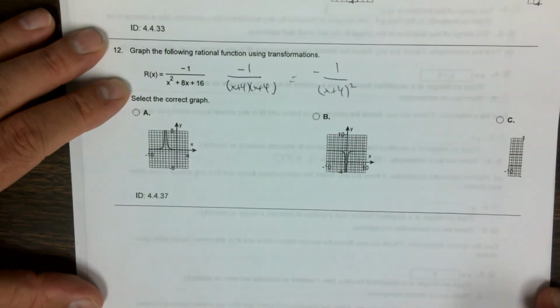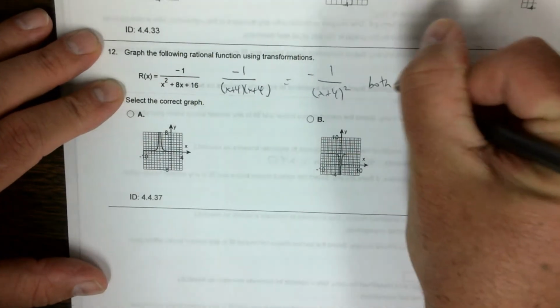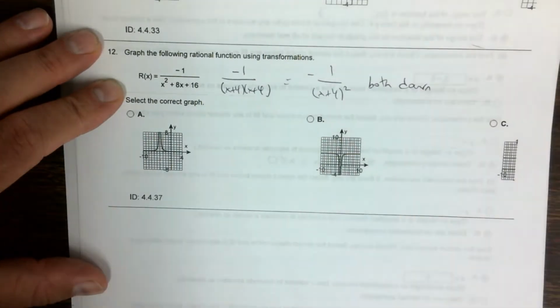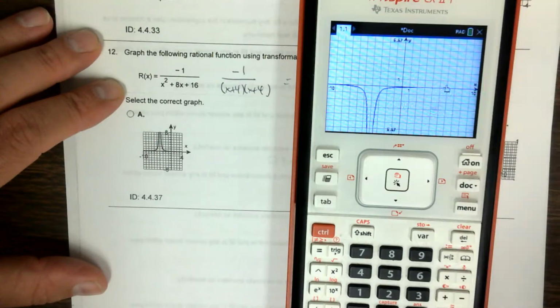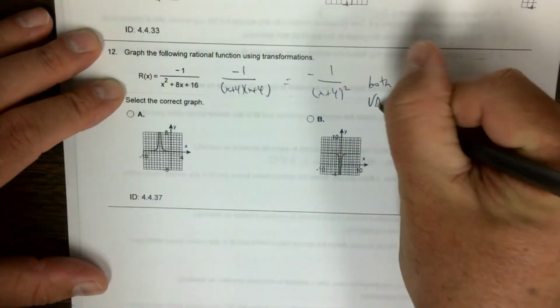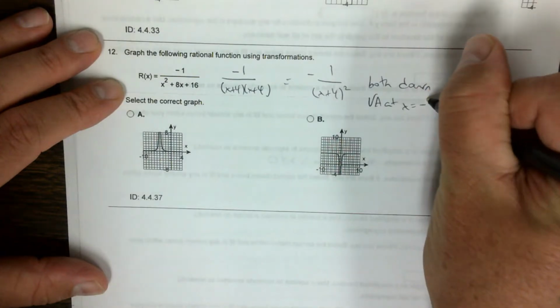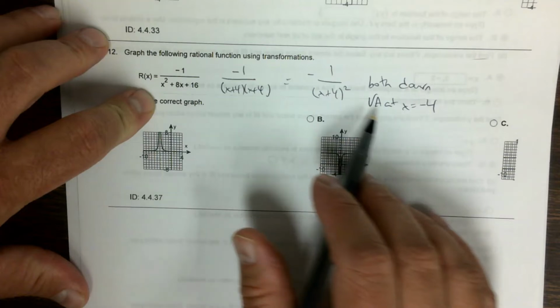So that would mean both are down. So for the end behavior, both go down, it's just like that. And the vertical asymptote is at x equals -4, because if you set your denominator equal to 0, that's what you get.